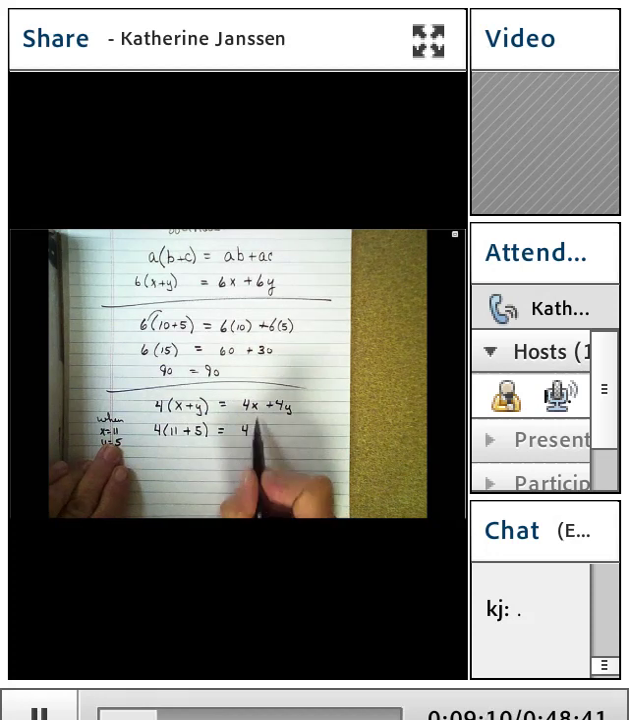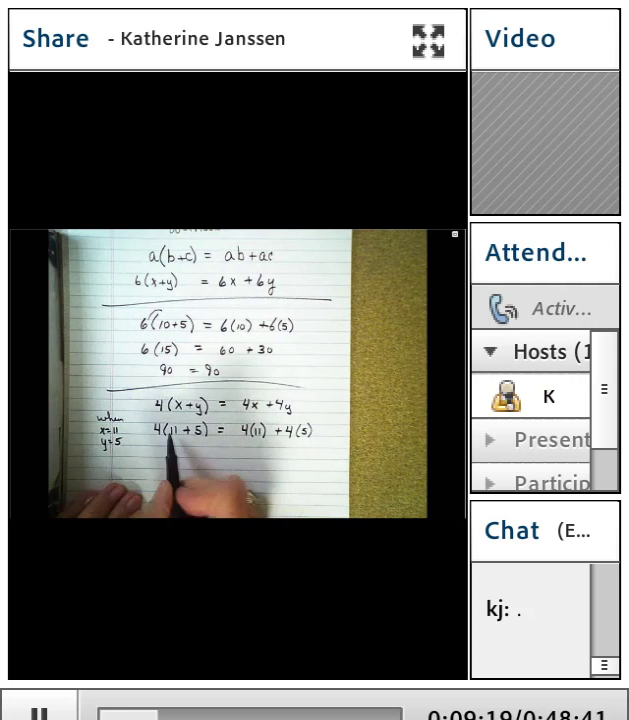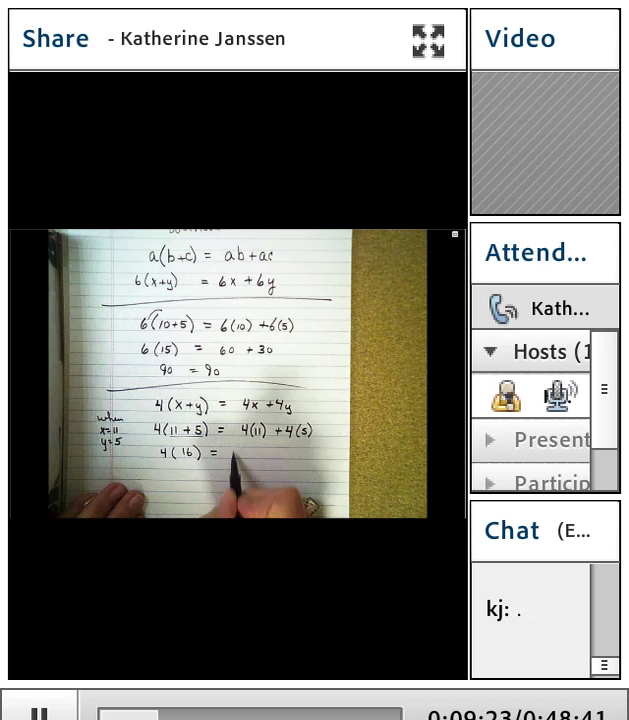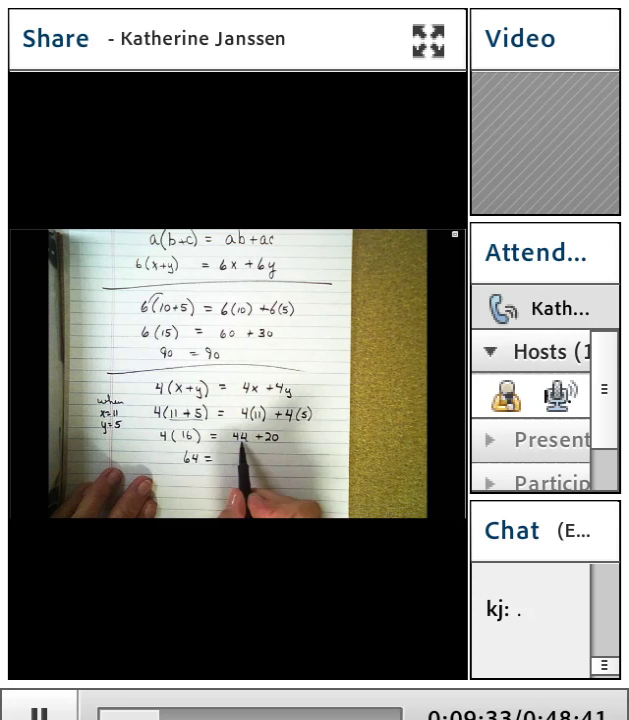For every occurrence of x, I'm going to carefully substitute 11, and for every occurrence of y, I'm going to carefully substitute 5. This is 4 times parentheses 16 equals 44 plus 20. 4 times 16 is 64, and 20 plus 44 is 64. So that looks like that's holding true.